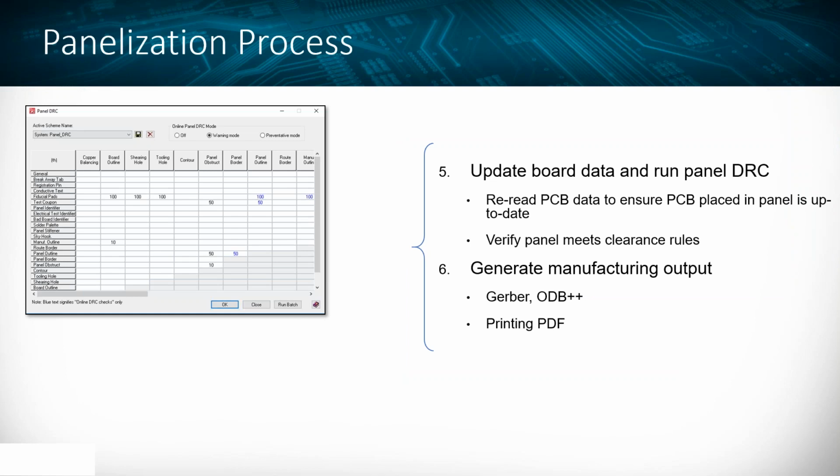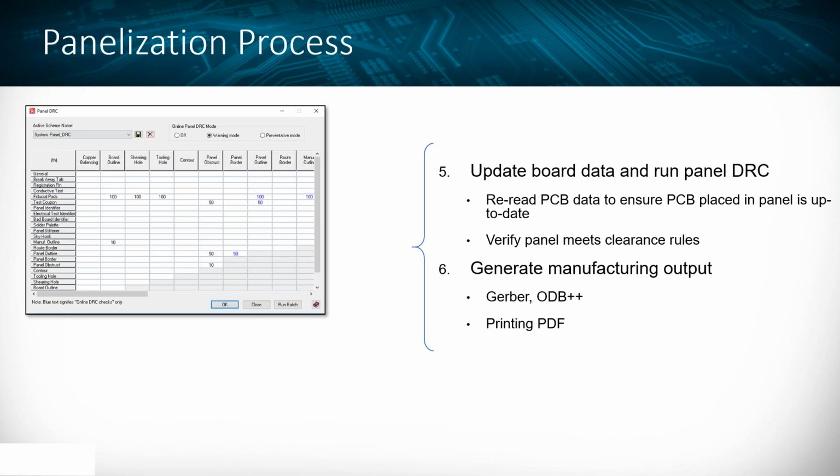All right, so the last few steps in the panelization process are, again, to update that board data. So we're going to read in that PCB file again, just to make sure we have all of the panel information correct. And then we are going to run those panel DRCs. So you'll see on the left-hand side, we've got a matrix system of us defining our DRC checks. So we can have manufacturing outline to board outline checks, manufacturing outline to fiducials, again, standard type clearance DRCs in order to make sure that we are going to be able to create this panel correctly.